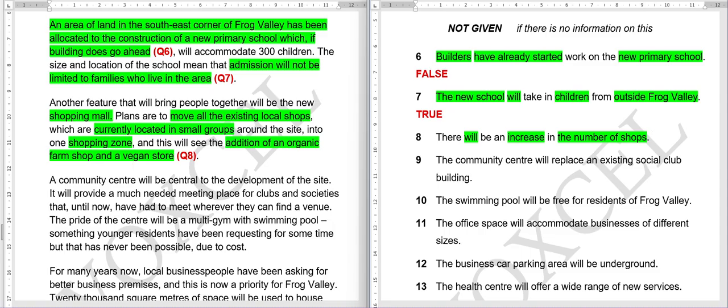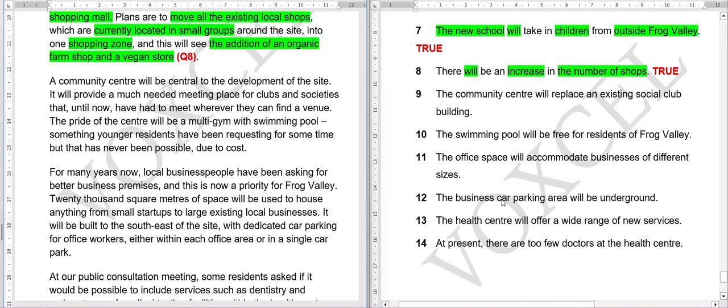Okay, time's up. I'm going to write the answer here, and the answer is true. I hope you were able to figure out the correct answer. Why is it true? Because here they are saying that the old shops will remain the same because they will be shifted to this particular shopping mall, but they will also add, meaning plus, an organic farm shop and a vegan store. So two new shops will be opened, so obviously the number will increase. So true. Okay, ninth question. Now we're gonna read the ninth question. The community center will replace an existing social club building.